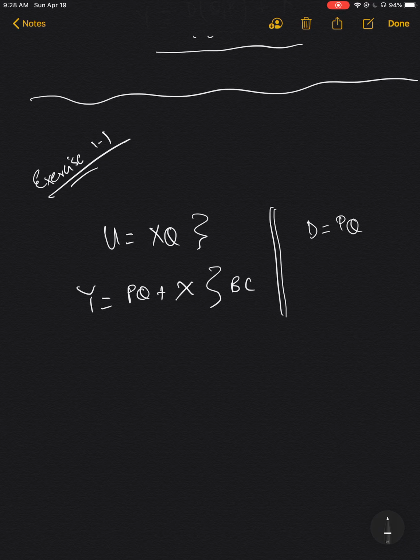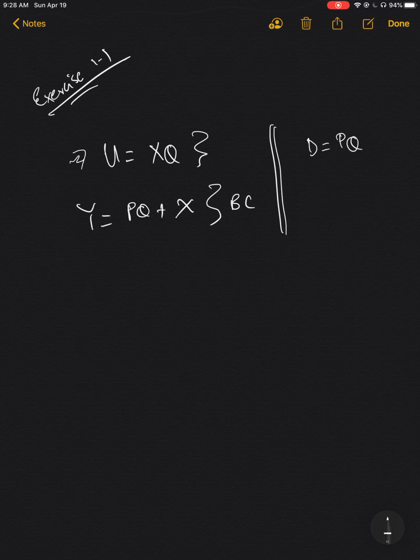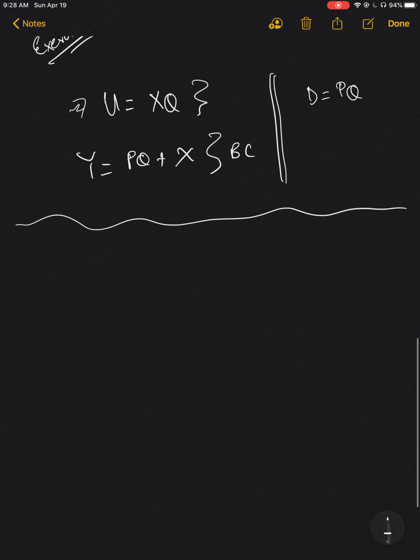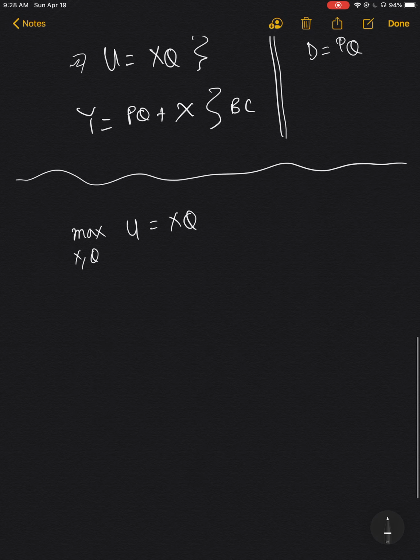You have to maximize utility with respect to X and Q. Again, this should remind you of consumer utility maximization. So the first thing you want to do is maximize X and Q given utility equals XQ. Now, we actually don't have to take Lagrangians in this case, like you do in consumer utility maximization.